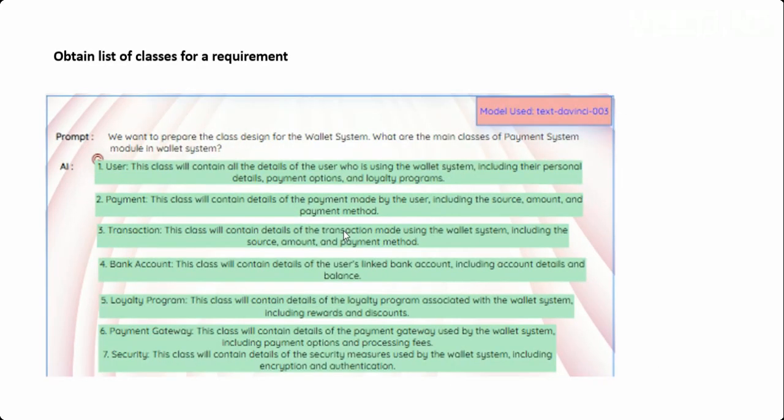And the next question we can raise is to obtain a list of classes for a requirement. So if you want to prepare a class design for the wallet system, what are the main classes of the system modules present in that? First is a user, where user details will be there, and then payment, with source, amount and payment method, and transaction details, and then bank account details, loyalty programs, payment gateways, and security. These are all the things you have to remember while designing this system. So it will tell you the list of classes.